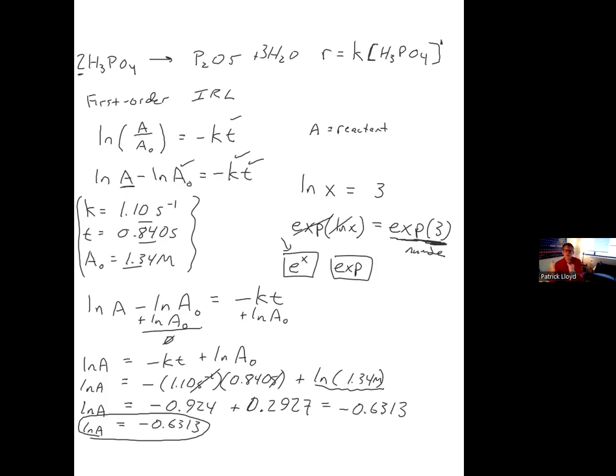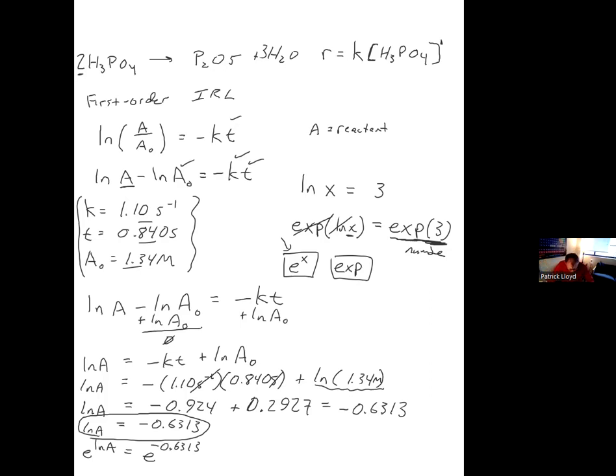It's like if you took the square root of something and then you squared it, the squaring undoes the square root. You're doing the same thing here. The exp undoes the ln. And then that just leaves you with x. So x is now going to be a number. Okay, so e to the ln of A is equal to e to the minus 0.6313. Now notice I just wrote e. I didn't write exp. On your calculator, you're using exp or e to the x, but we usually just write it as e, e raised to a power.